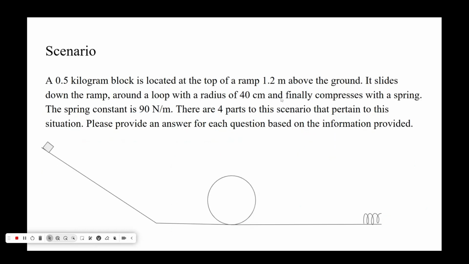So here's our scenario. A 0.5 kilogram block is located at the top of a ramp, 1.2 meters above the ground. It slides down the ramp, around a loop with a radius of 40 centimeters, and finally compresses the spring. The spring constant is 90 newtons per meter, and in today's scenario, there will be 4 parts, and we need to use the information provided to answer each question.